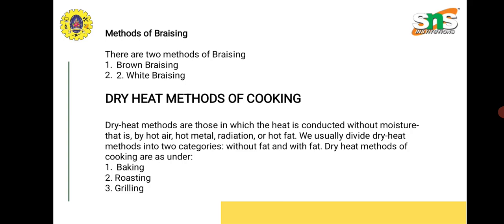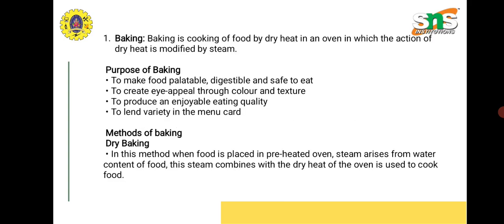Dry heat method of cooking. Dry heat methods are those in which heat is conducted without moisture, that is by hot air, hot metal, radiation, or hot fat. We usually divide dry heat methods into two categories: without fat and with fat. Dry heat methods of cooking are as under: baking, roasting, grilling.